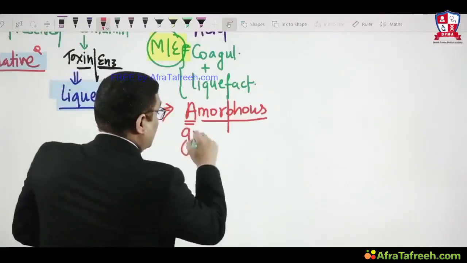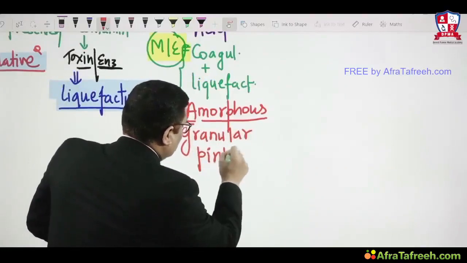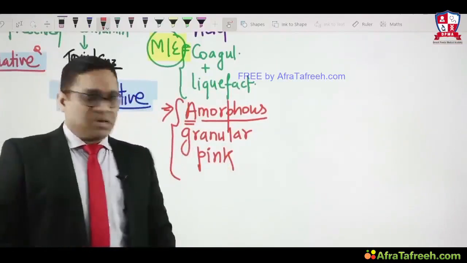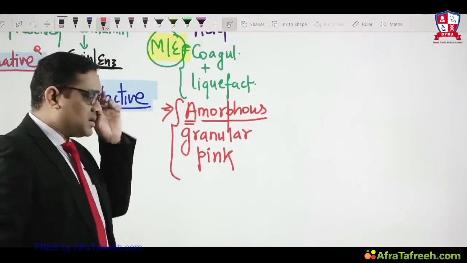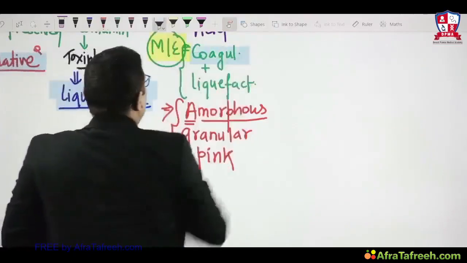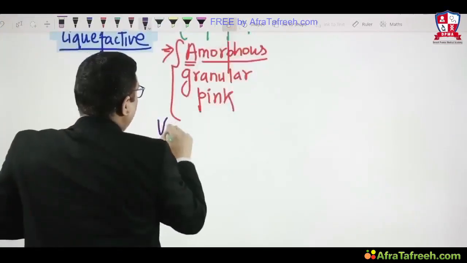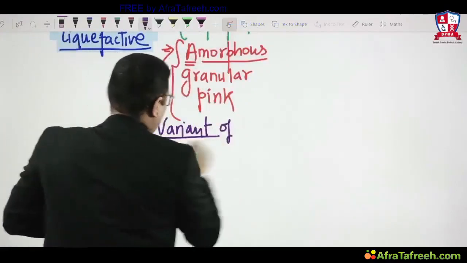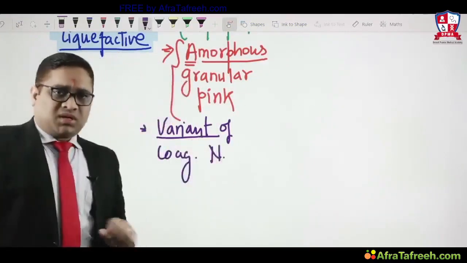Amorphous, granular, granule-like, pink structure. This is how we describe caseous necrosis on microscopic examination. Amorphous, granular, pink structure. So this is caseous necrosis. Because coagulative necrosis is present in caseous necrosis, sometimes caseous necrosis is also described as a variant of coagulative necrosis. Sometimes you will find this wording in your textbooks, variant of coagulative necrosis, right? So this is about caseous necrosis.